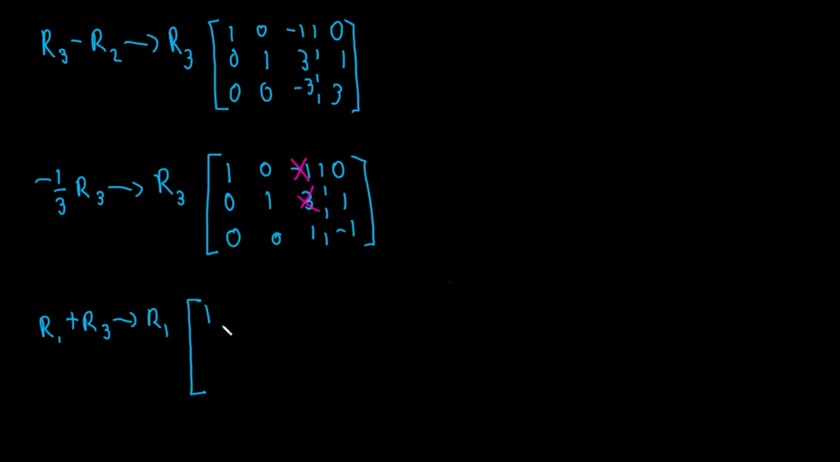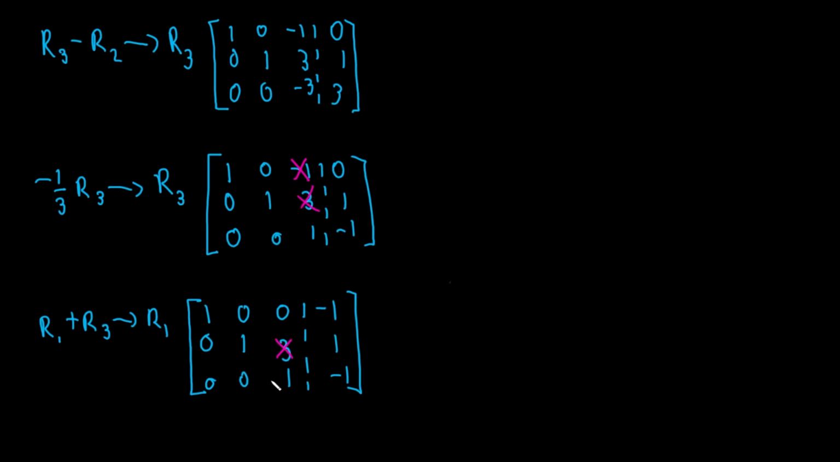So 1 plus 0 is 0. 0 plus 0 is 0. Minus 1 plus 1, just like we wanted, is 0, and then 0 minus 1 is minus 1. So we've successfully eliminated the minus 1, and then row 2 and row 3 will remain the same. Now we only have to do one more operation to put this matrix into reduced row echelon form, and that's eliminate this 3 over here.